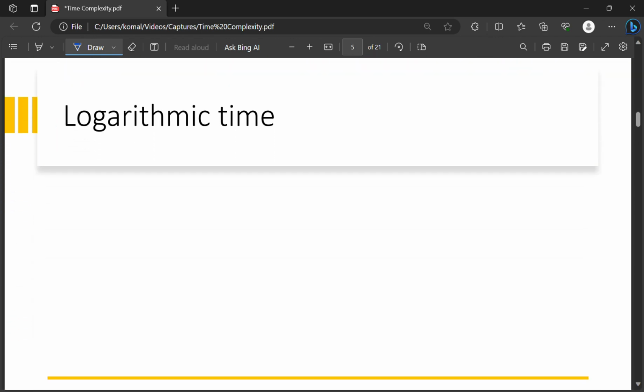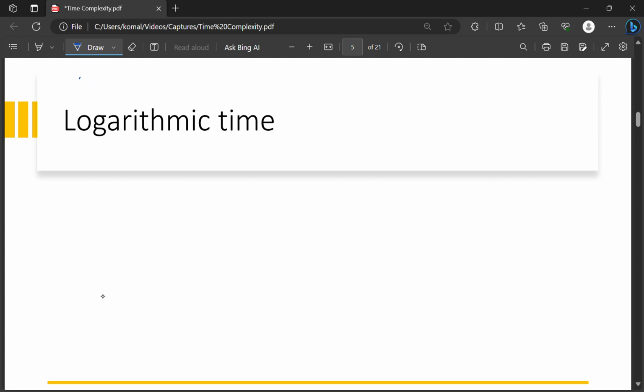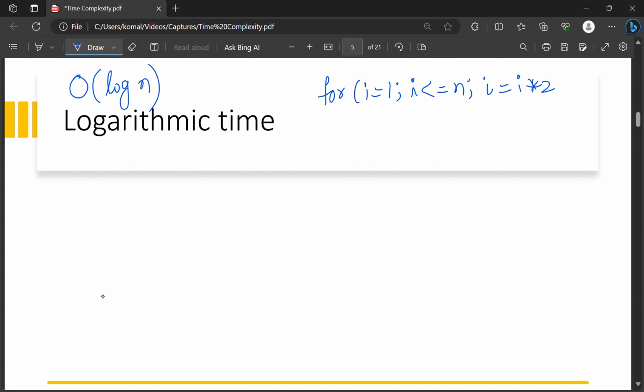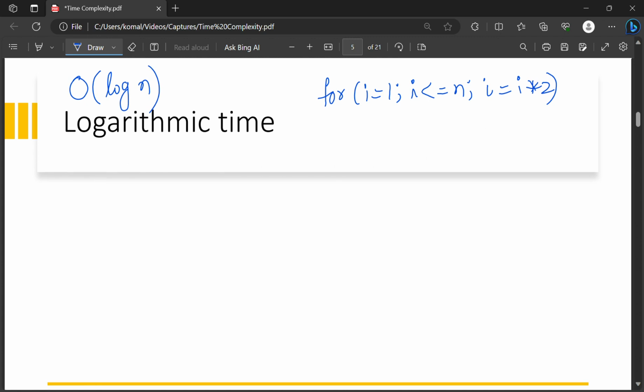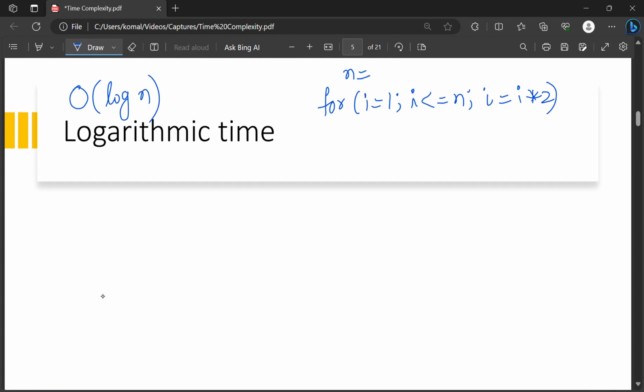Next one, logarithmic time complexity. Logarithmic time complexity is represented as big O of log n. Let me give one example. For i equal to 1, i less than or equal to n, i equal to i multiplied by 2. Let me consider n equal to 20. Print hello.